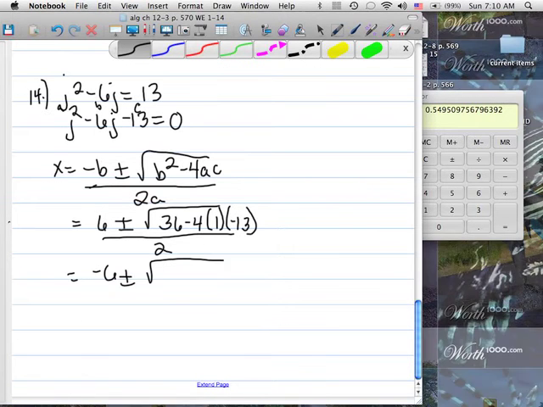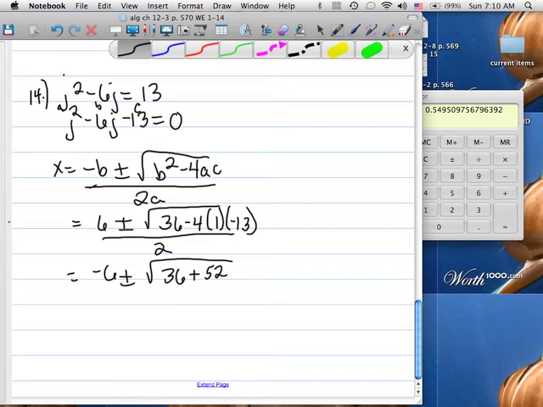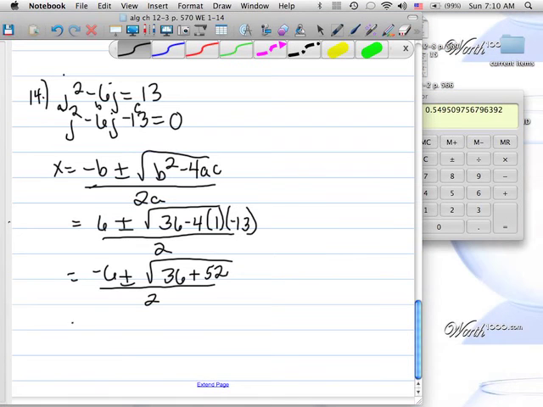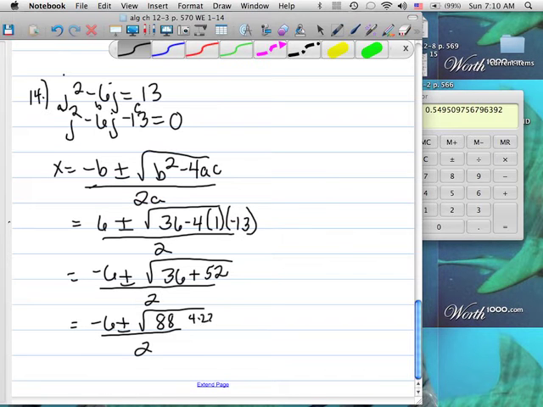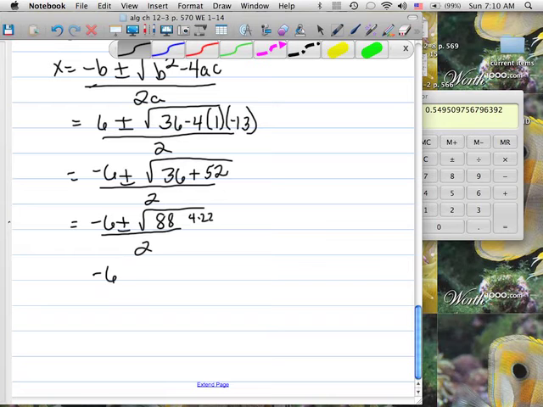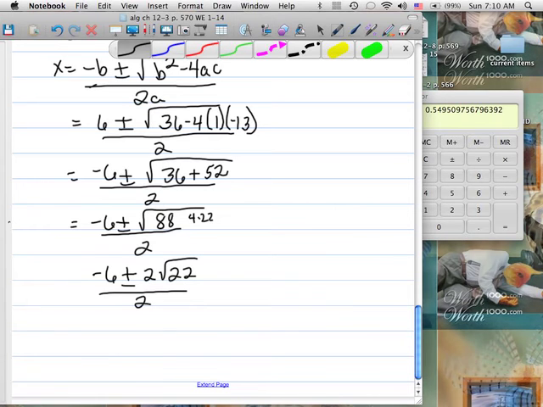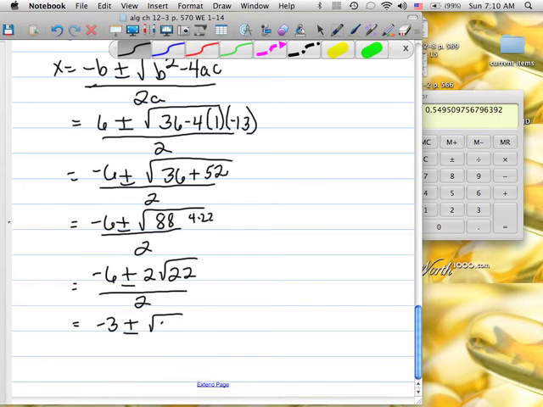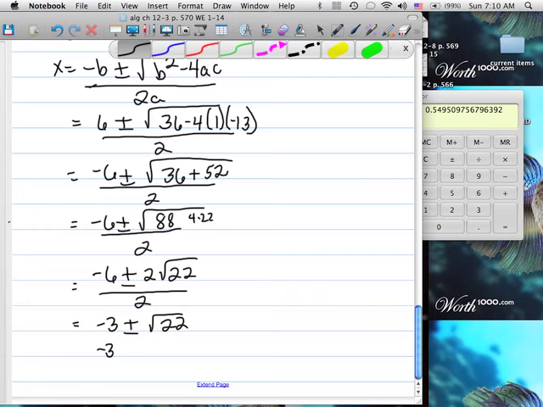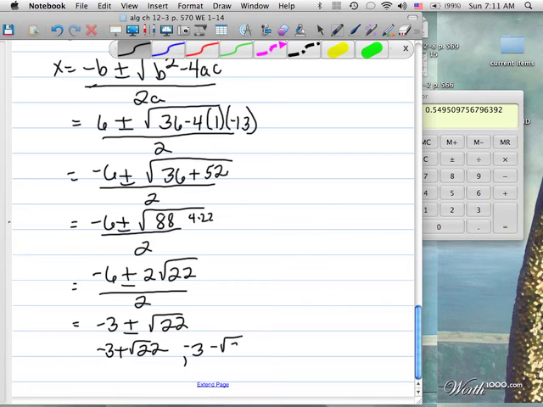So that's negative 6 plus or minus the square root of 36. Negative times negative is positive, and 4 times 13 is 52, over 2. So that's negative 6 plus or minus the square root of 88 over 2. And there's a 4 times 22, so we can take out the square root of 4. So negative 6 plus or minus 2 radical 22 over 2. We can simplify that, divide everything by 2. We get negative 3 plus or minus 2 divided by 2 goes to 1, the square root of 22. So our first number is 3 plus the square root of 22. And the second one is negative 3 minus the square root of 22.